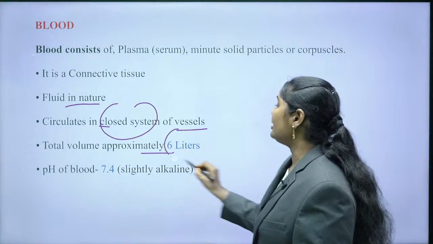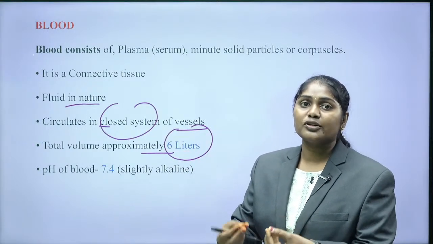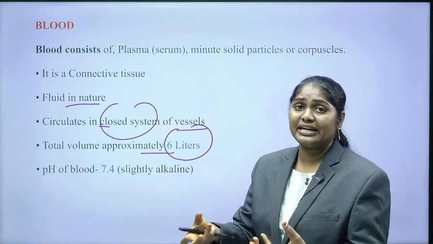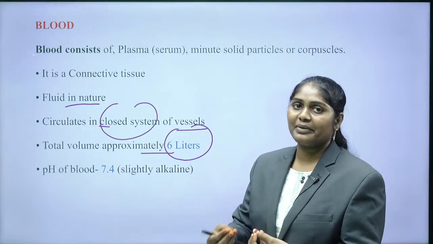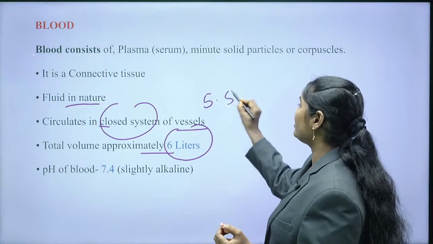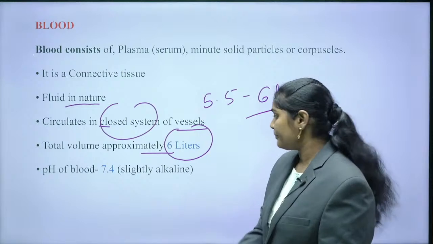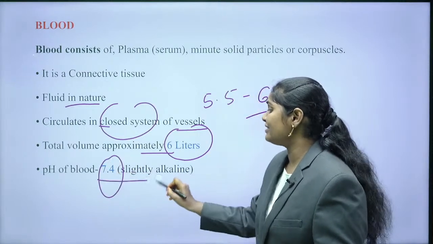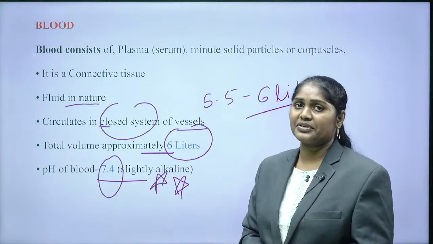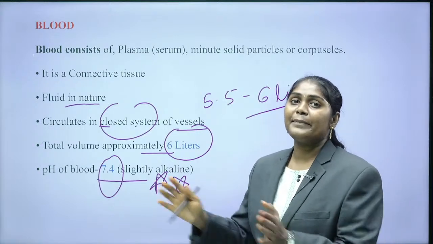Total volume is very, very important. Some basic points they will ask, like what is the normal glucose level? What is the approximate volume of human blood? Normally a healthy individual will have 5.5 to 6 liters of blood. And what is the pH of blood? This is very, very important. Many times it was asked in different entrance exams, and in one of the previous year GPAT questions as well. What is the pH of blood?